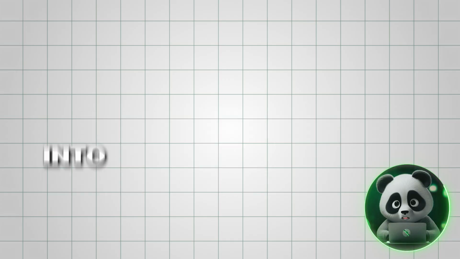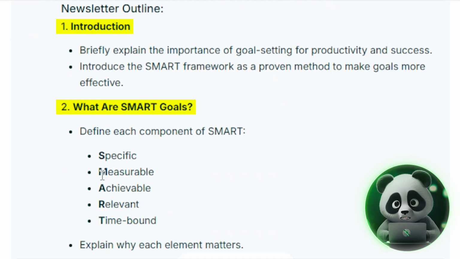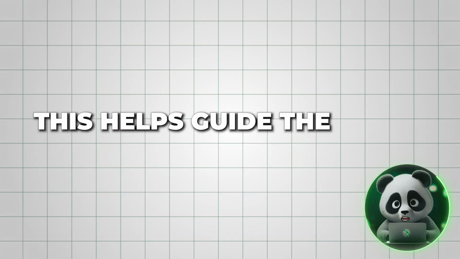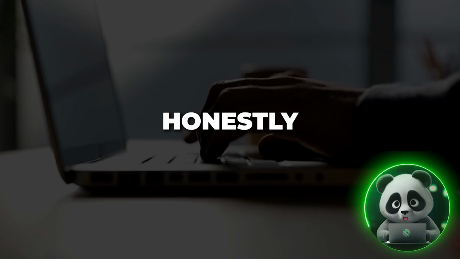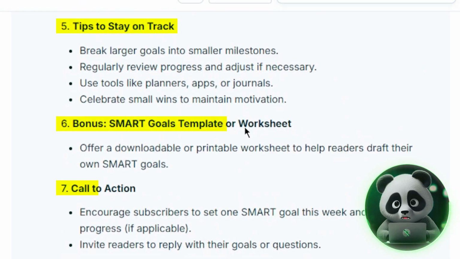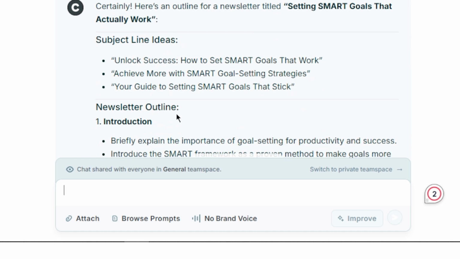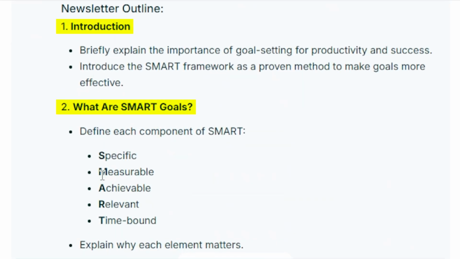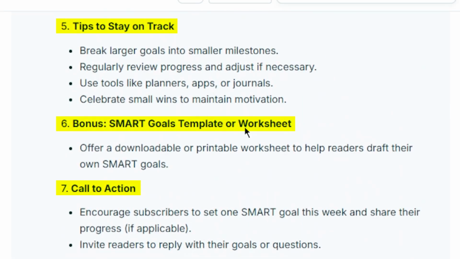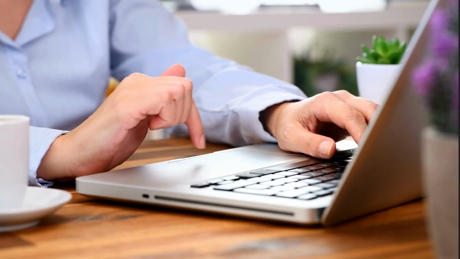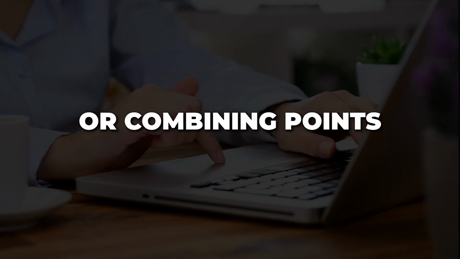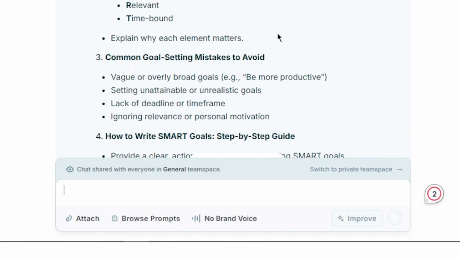Now, before jumping into the full newsletter, I like to build an outline first. This helps guide the AI, and honestly, it helps me feel more in control of the structure. So next prompt, write an outline for a newsletter about setting smart goals that actually work. Within seconds, it gives me a clean structure: intro, 3 or 4 key points, and a conclusion. You can always tweak the outline by adding a section or combining points, but honestly, this one's good to go.